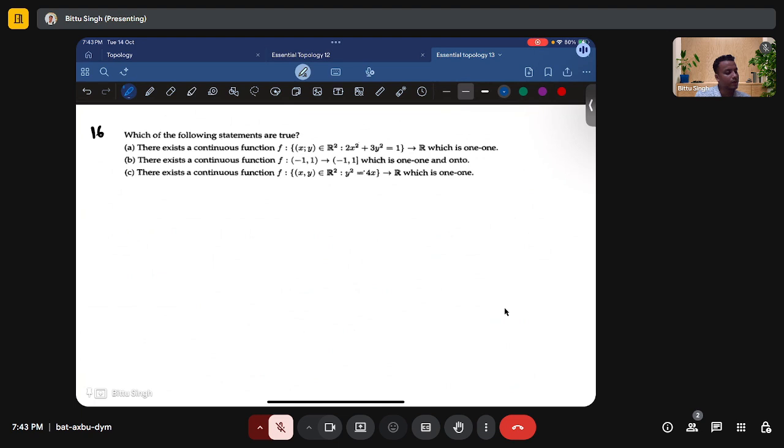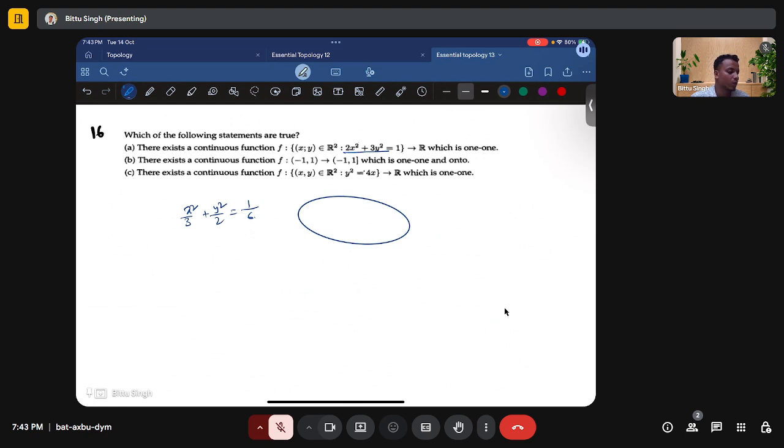There exists a continuous function f from this set to R which is 1-1. So 2x square plus 3y square equal to 1. This domain represents an ellipse, right? x square by 3 plus y square by 2 equal to 1 by 6. This is the equation of an ellipse.